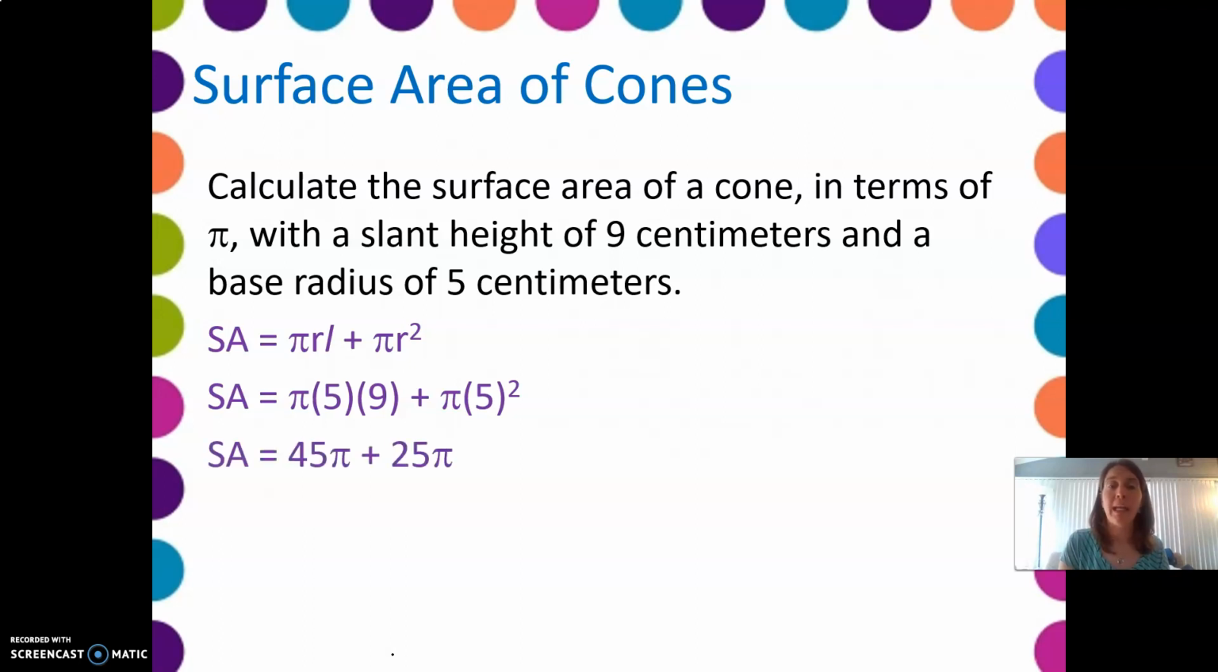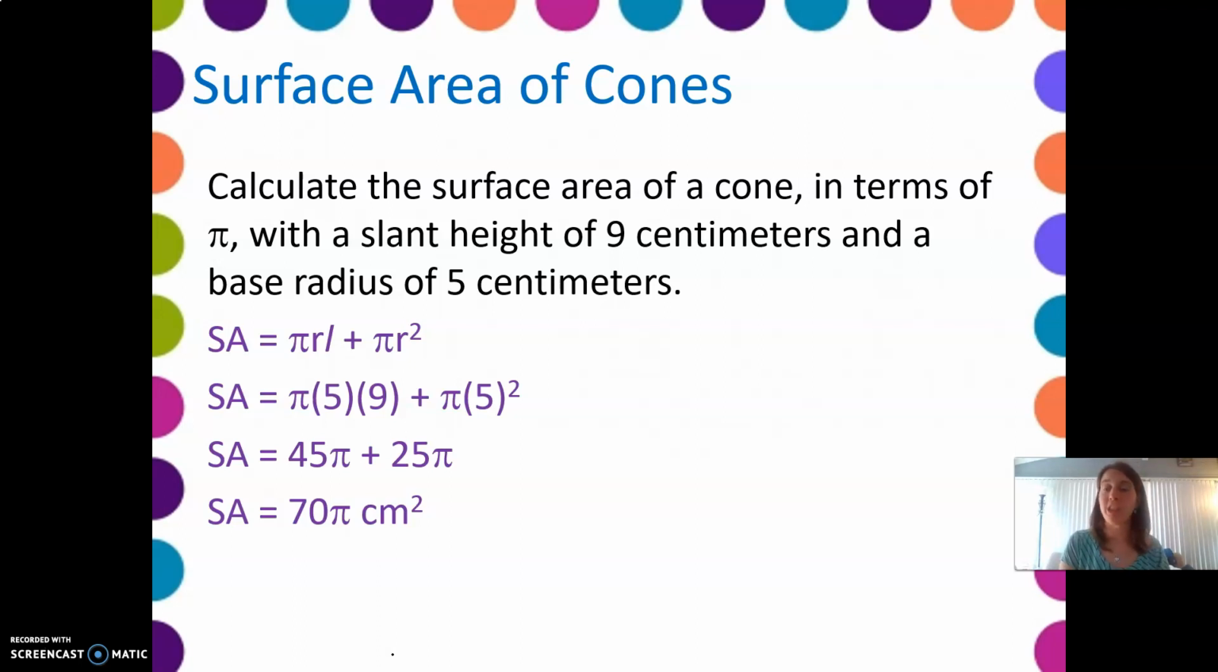That goes with our pi. The second piece, 5 squared, is 25, so we have 25 pi. Now, these two terms are considered to be like terms because they both contain the symbol pi. So what do I do to put those together? We just add the coefficients. 45 plus 25 gives us a sum of 70. So my final surface area is 70 pi, and the correct label would be centimeters squared.